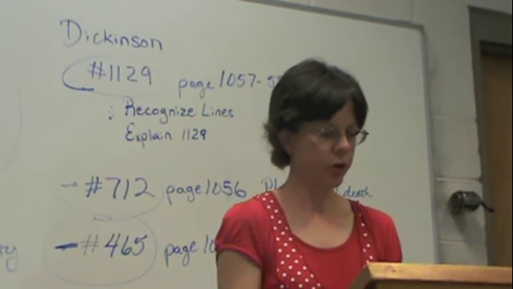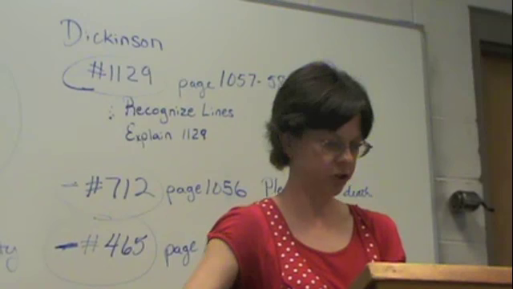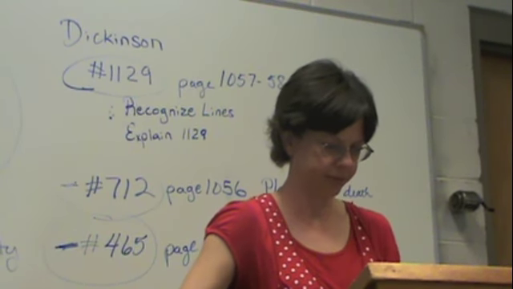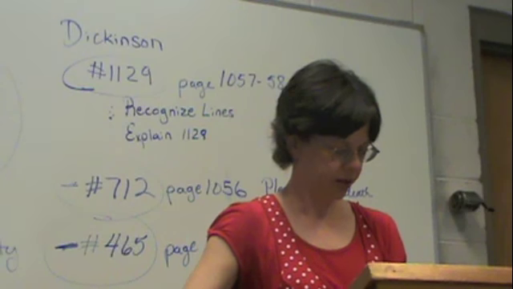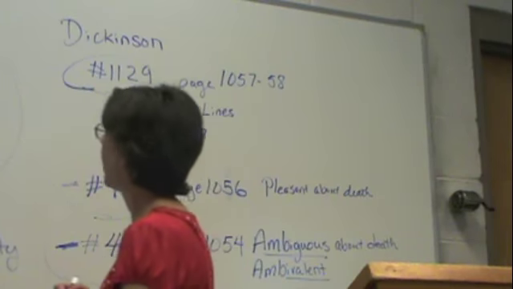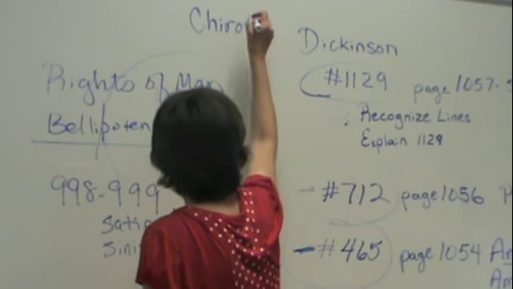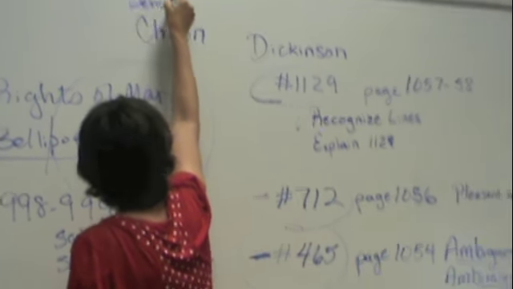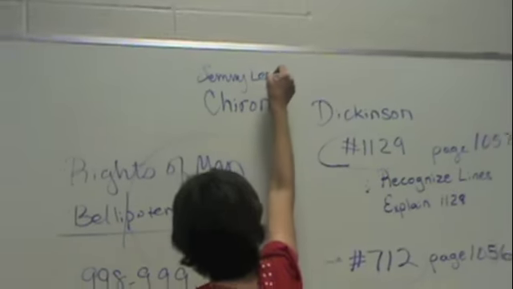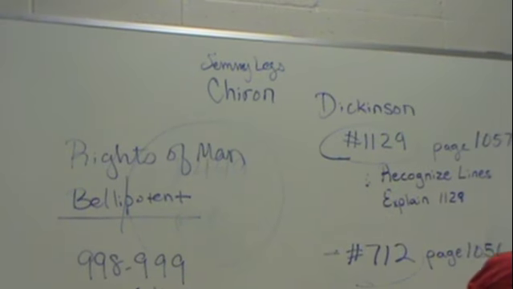Page 1012. Know who Jenny Legs is. Jenny Legs, 1012. I would also say, page 1012, know who Chiron is, C-H-I-R-O-N. And Jenny Legs. Okay, Jenny Legs and Chiron on 1012.